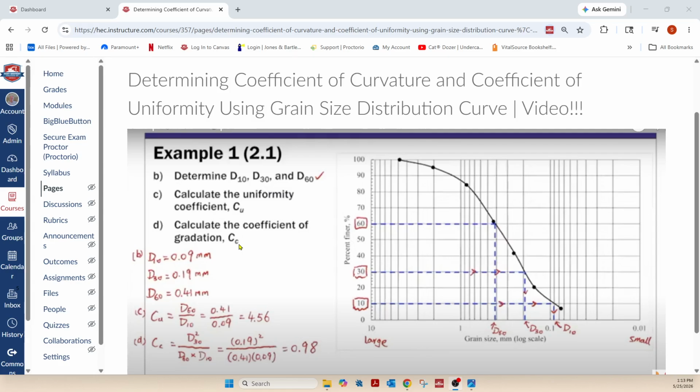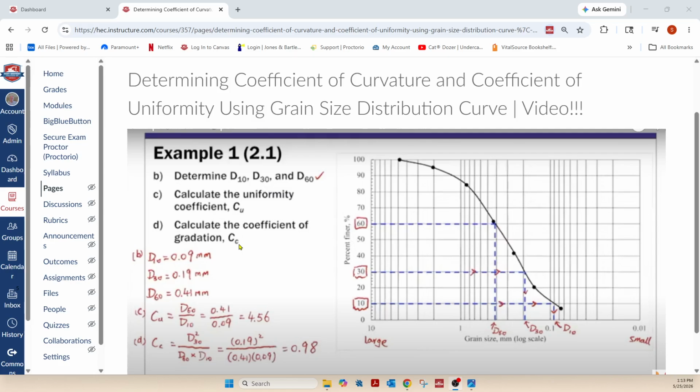The percentage passing is always plotted as the ordinate on the arithmetic scale, and the sieve opening as the abscissa. That's across the bottom, what I call the x-axis. Now, what we're after, we're doing this because you need this information that we're leading up to in order to calculate in the Unified Soil Classification System.